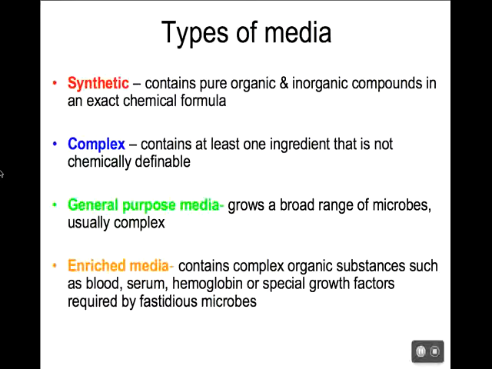A general purpose media. A general purpose media grows a broad range of microbes. It's usually complex. It's meant to grow lots of different kinds of things. Nutrient broth and nutrient agar are general purpose media. The broth that you inoculated on the first day of lab is a general purpose media. It's meant to grow a bunch of different kinds of things. An enriched media. An enriched media contains complex organic substances such as blood, serum, hemoglobin, or growth factors, and it's required by fastidious microbes. So if you've added in some kind of growth factor to help a fastidious organism grow, we would call it an enriched media.